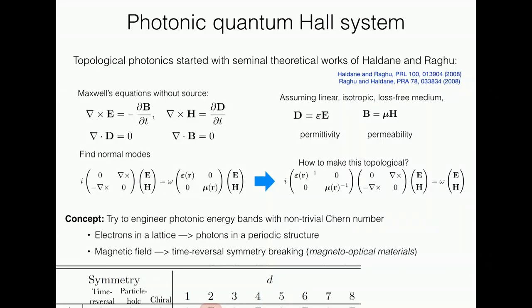But how can we break time reversal symmetry? Well, we can do it using certain types of materials that break time reversal symmetry. These are called magneto-optical materials. All that really means is that if I apply an external magnetic field, the optical properties of the material are affected. So the dielectric tensor and the permeability tensor really change depending on this external magnetic field. And because, as I said before, the external magnetic field is a great way to break time reversal symmetry, the coupling between that external magnetic field and the dielectric properties of this medium breaks time reversal symmetry in this medium.